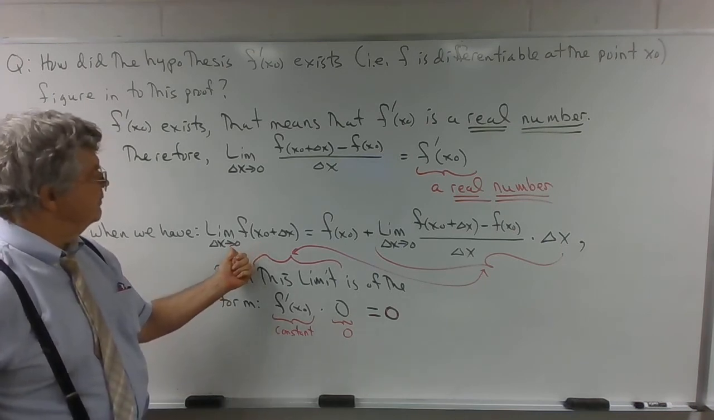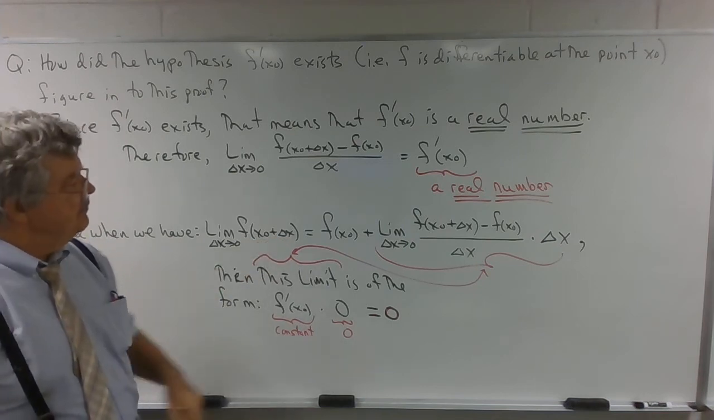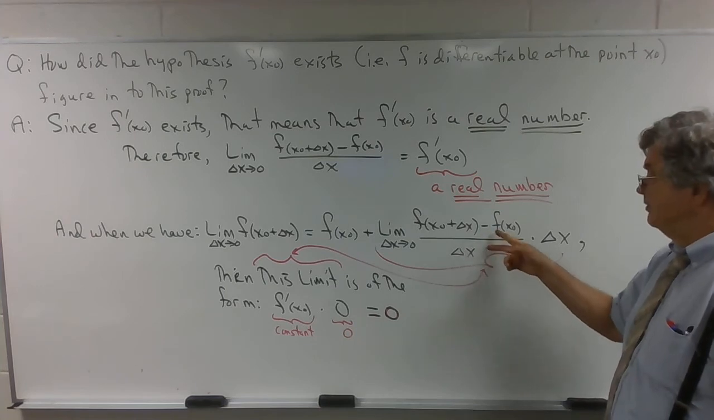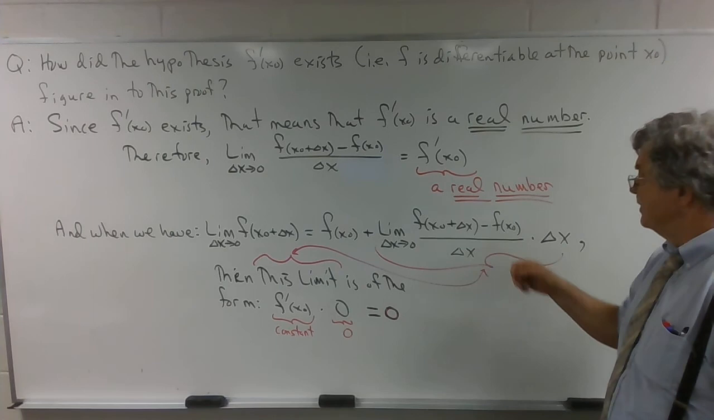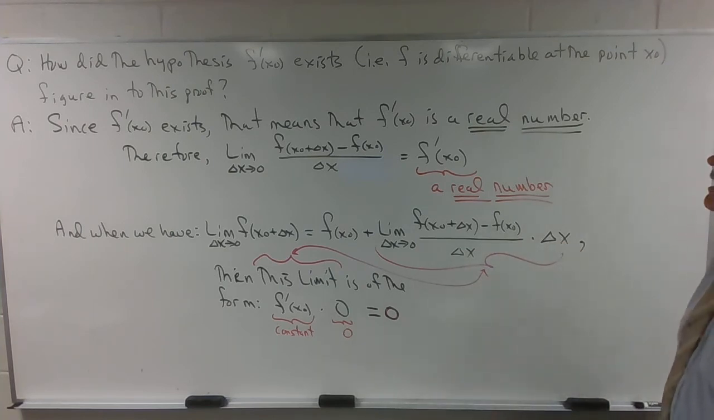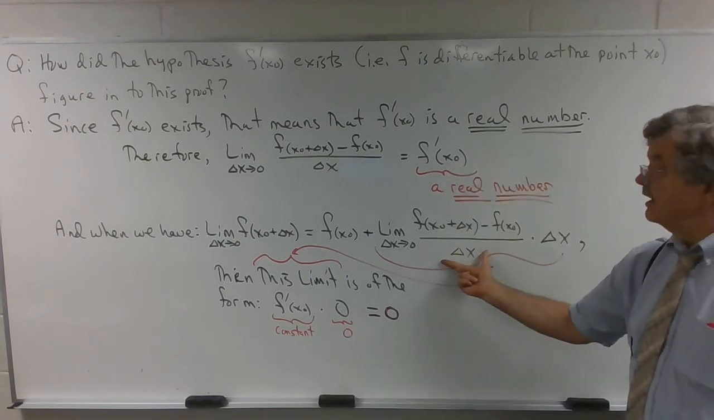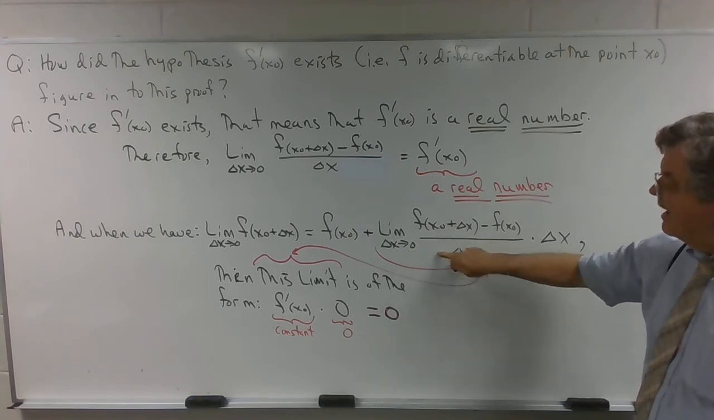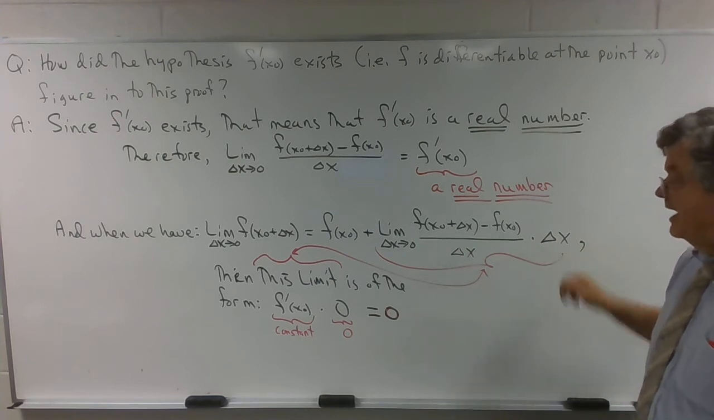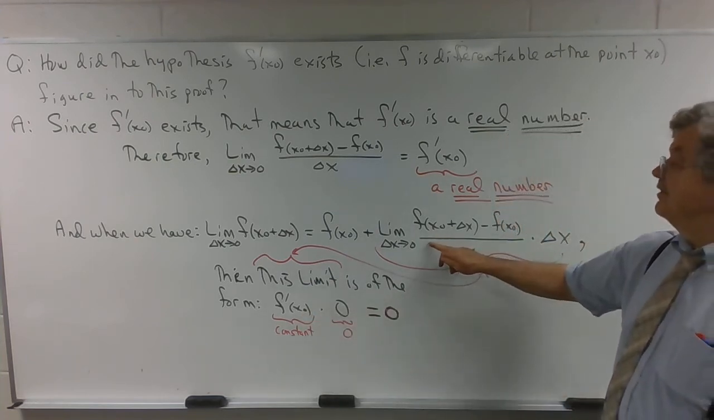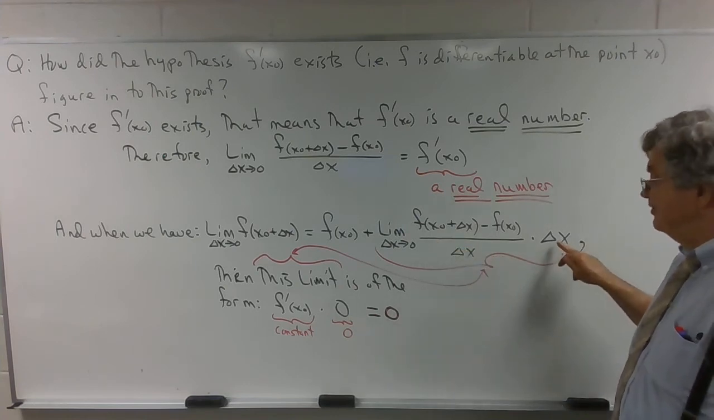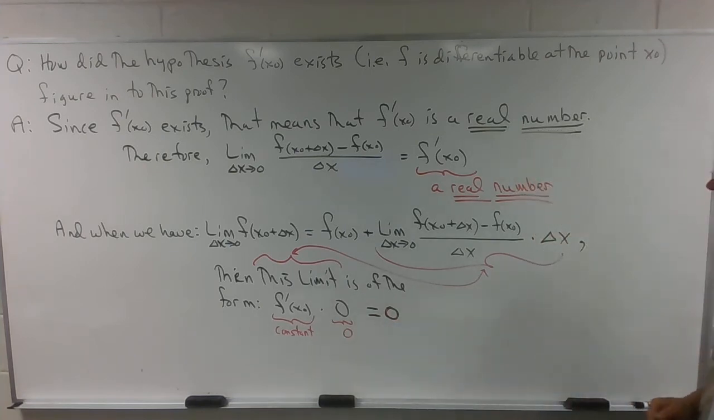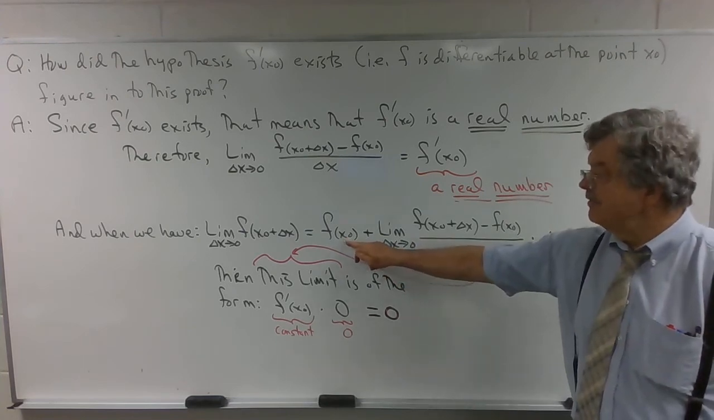See, we showed that the limit as delta x goes to 0 of f of x naught plus delta x is equal to f of x naught plus the limit of this piece of junk, which turns out to be f prime of x naught, times delta x, which goes to 0. Now, since f prime of x naught is just a real number, this limit is of the form a constant, f prime of x naught, times delta x. We get the limit of f prime of x naught times 0. And this is just a constant times 0, which is 0.